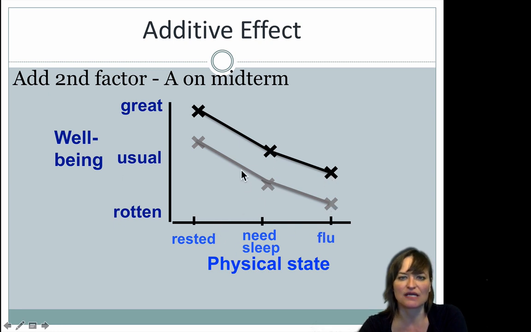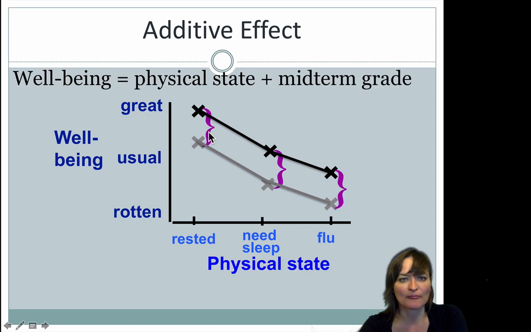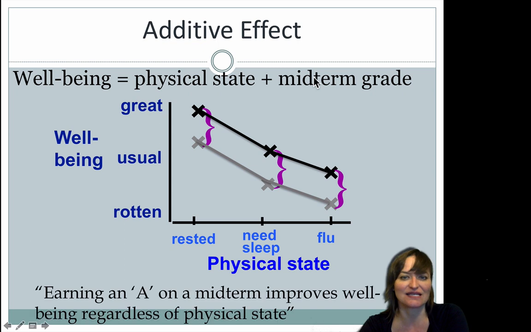regardless of physical state by almost exactly the same amount, that your well-being improved a little bit regardless of your physical state. And so we could say that your well-being was your physical state plus your midterm grade, that's a linear adding together. And we might interpret that using this sentence. Earning an A on a midterm improves well-being regardless of physical state. That word regardless of is telling you that it's an additive effect.